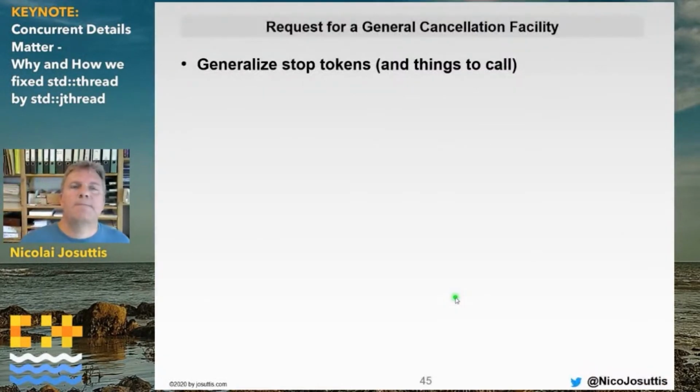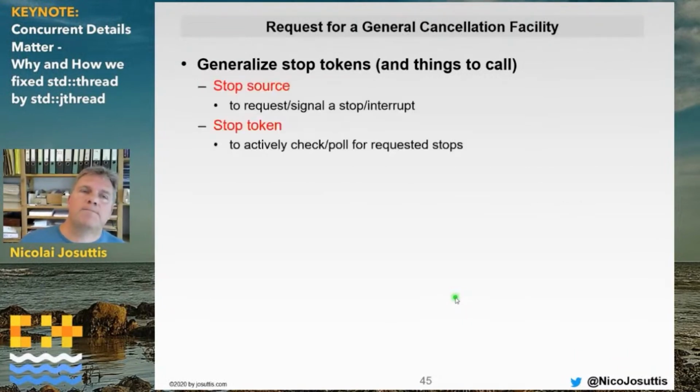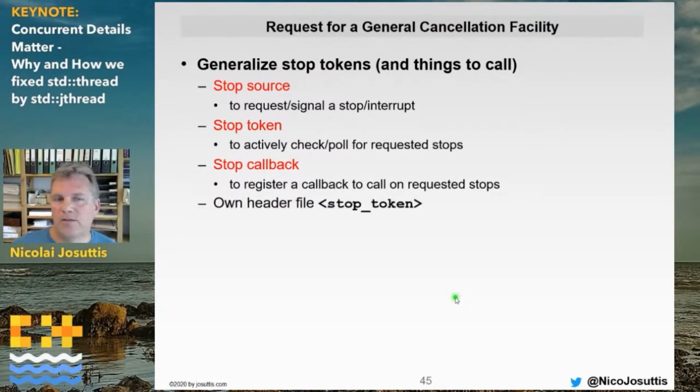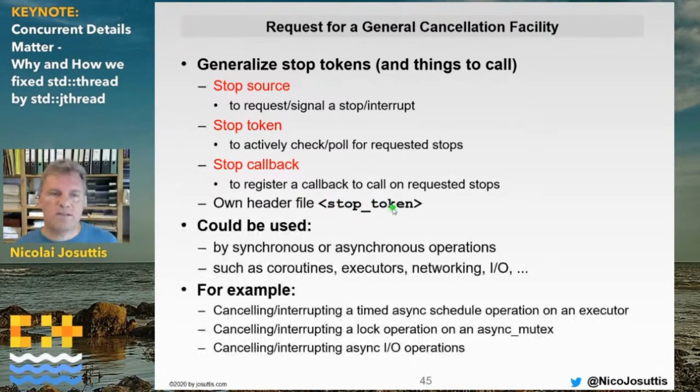So finally, the idea came up to generalize stop tokens. So if we implement that, let's implement a stop source and a stop token, but also let's introduce a stop callback. And instead of dealing with condition variables, let's deal with something we can call when we have a stop signal. And it turned out that we just took this to its own header file, to a stop token, because then we could use it in any other synchronous or asynchronous communication to signal stop from one place to the other.